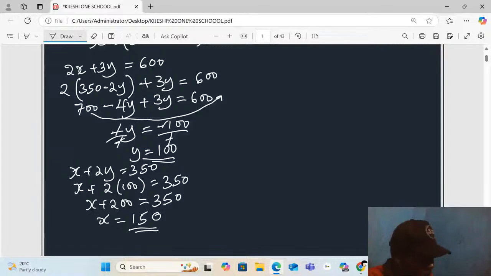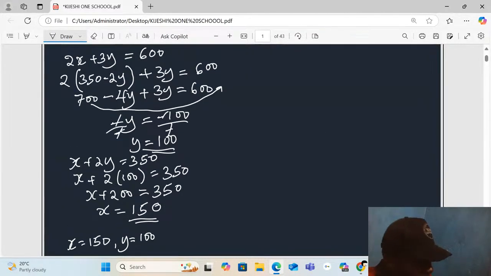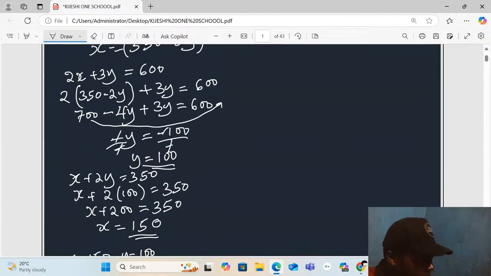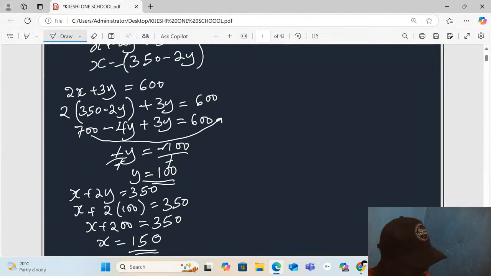So we've solved this equation using the substitution method, so that we have our value of x to be 150 and y to be 100. That is how you solve the equation using the substitution method.